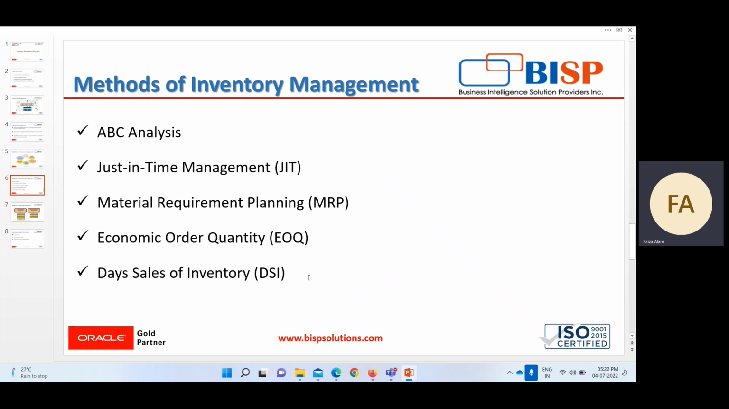This kind of inventory management has various terminologies associated with it, and it is dependent on the average time in days usually. So it is about the days sales of inventory. So these are the techniques of inventory management that we have.